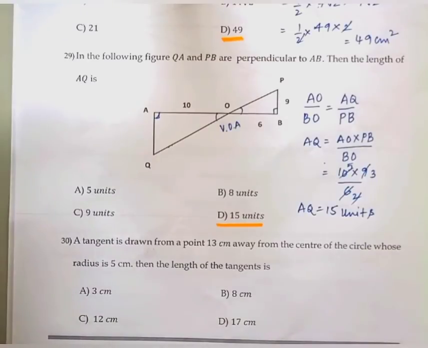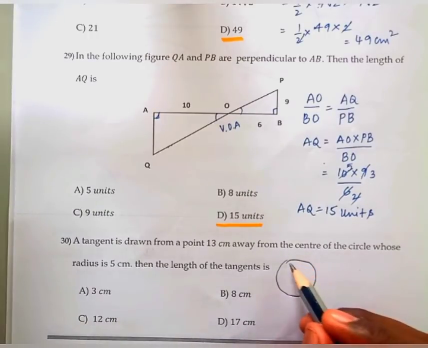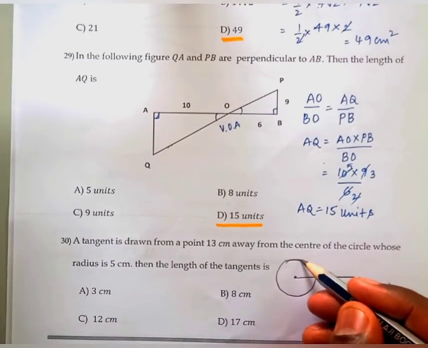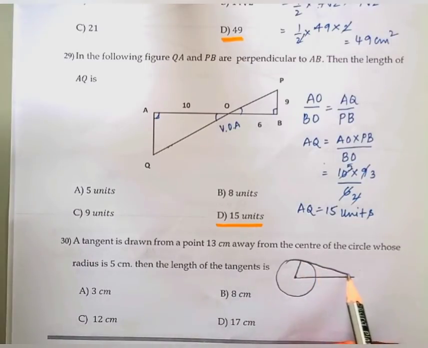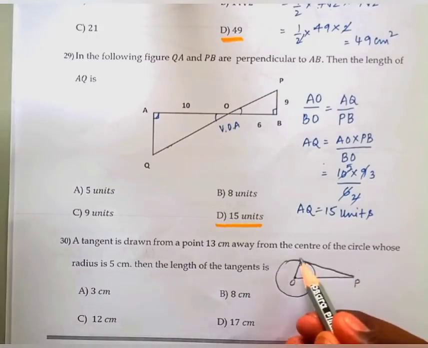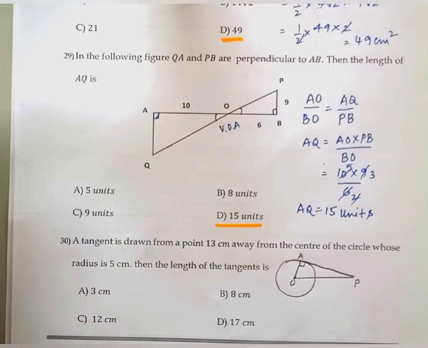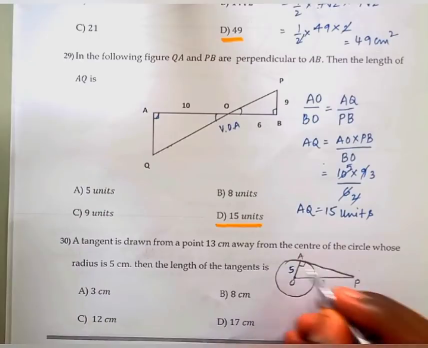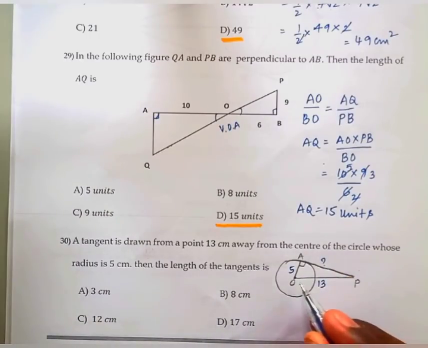Now, moving to question number 30. A tangent is drawn from a point 13 cm away from the center of a circle whose radius is 5 cm. The length of the tangent is? Draw the circle. A tangent is drawn from a point 13 cm away from the center. Radius is 5 cm. We need to find out the length PA, which is the tangent. Now OP is 13, OA is 5.